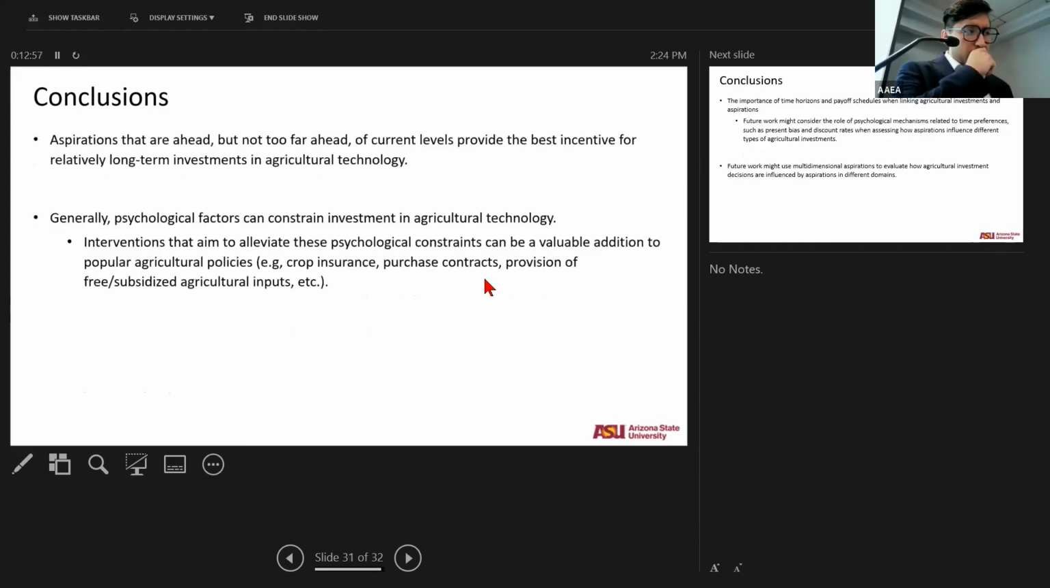What else do we have here? Well, we also reach the same conclusion that Martin arrived at in his study: aspirations that are ahead, but not too far ahead. Remember that there is an inverted relationship, so there is an optimal point. After that point, your investments are going to decrease because your aspirations are frustrated. So aspirations serve as an incentive for relatively long-term investments in agriculture. And this helps us conclude that policy interventions that normally focus on subsidies or contract farming might help if they have some additional component related to behavioral and psychological constraints such as aspirations. And that's pretty much it.